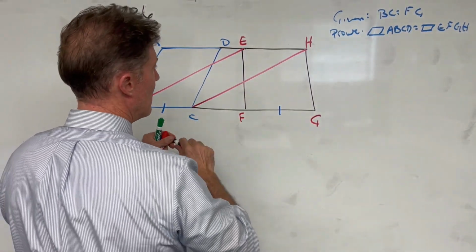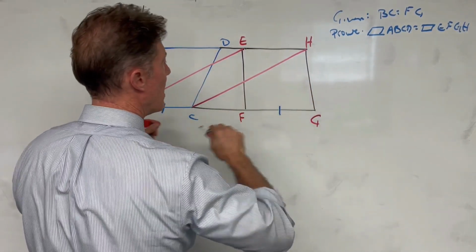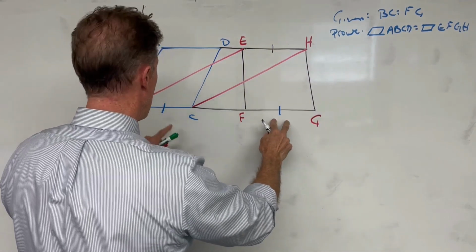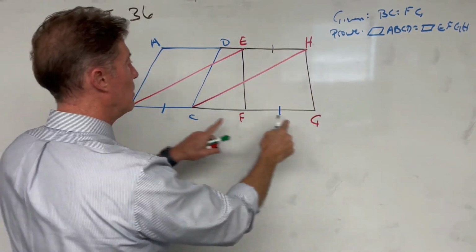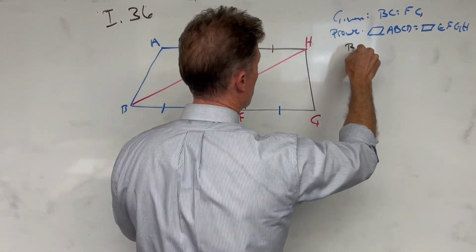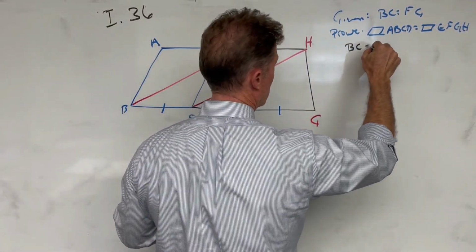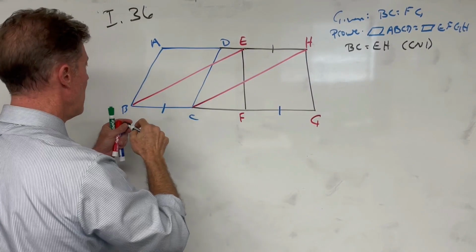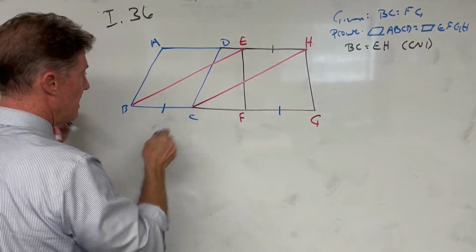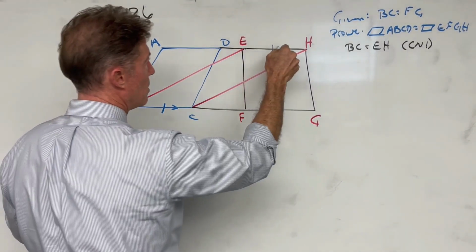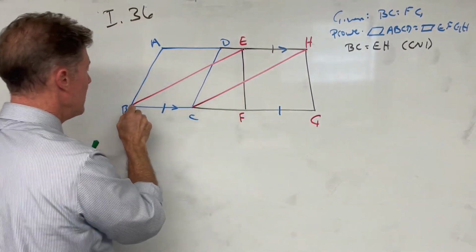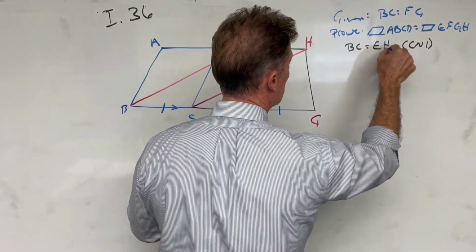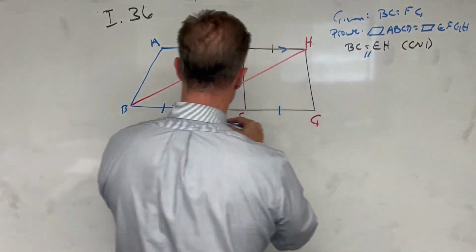So the first thing we're going to look at is we know that in this parallelogram, opposite sides are equal. So we know that EH is equal to FG. And we know as a given that BC is equal to FG. Therefore, BC is equal to EH. This is through common notion 1. And we also know as a given that this whole line is parallel to this whole line. So in particular, EH is parallel to BC. So BC and EH are both equal to each other, and they're both parallel to each other.